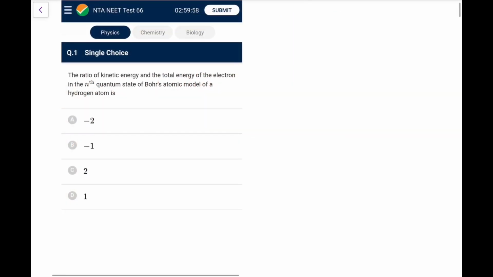So let's start. The first question: the ratio of the kinetic and the total energy of the electron in the nth quantum state of the Bohr atomic model. We know, like the satellite, the total energy is negative of kinetic energy, that is U by 2. So the ratio of the kinetic and the total would be minus 1, since kinetic is positive, total is negative, magnitude is same.